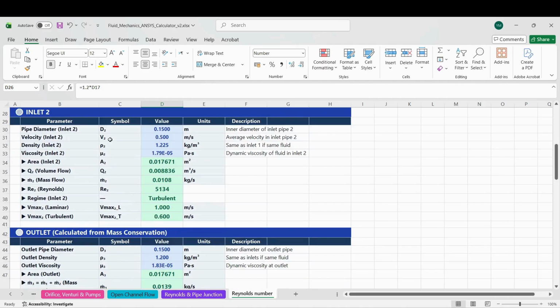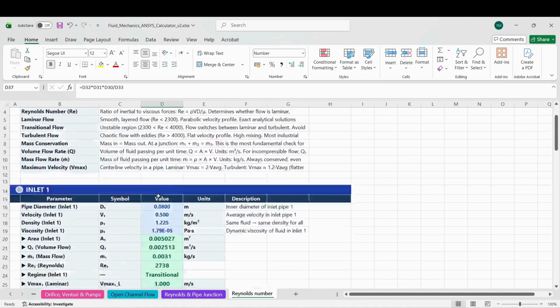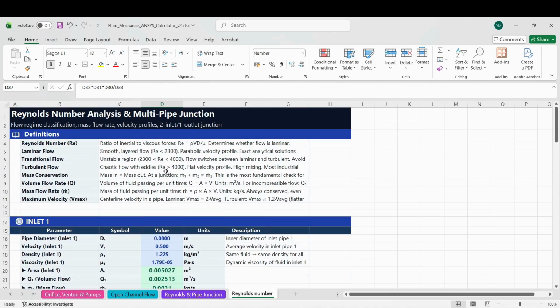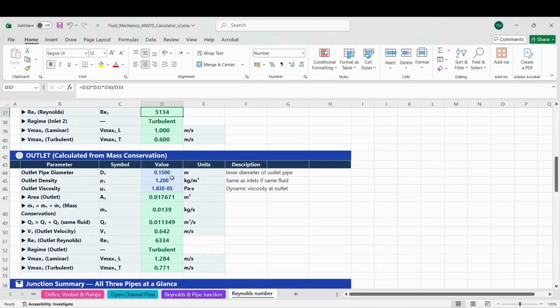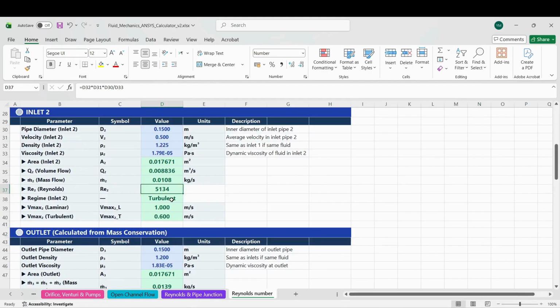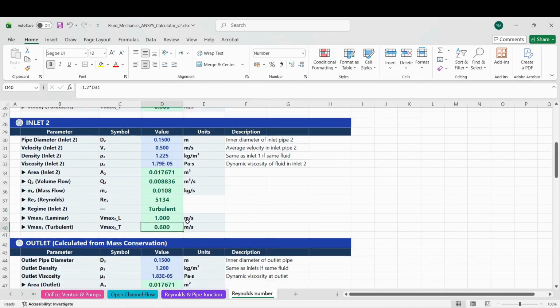We did the same for inlet 2, and we get a Reynolds number of 5000. Based on our definition here, it's above 4000, so that means it's definitely turbulent. And the maximum velocity is 0.6.